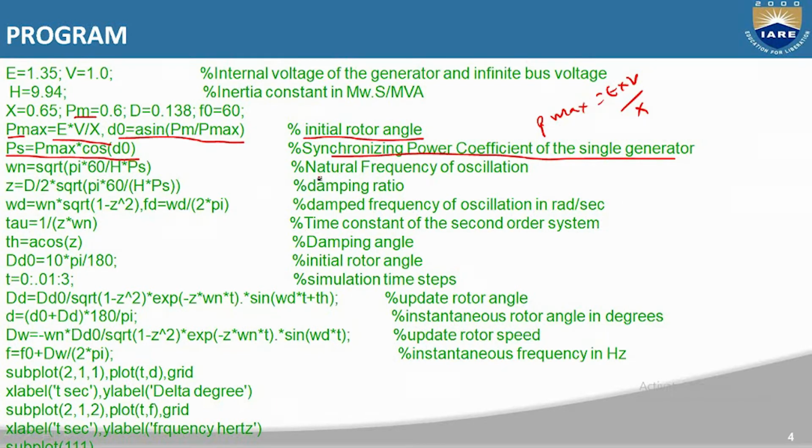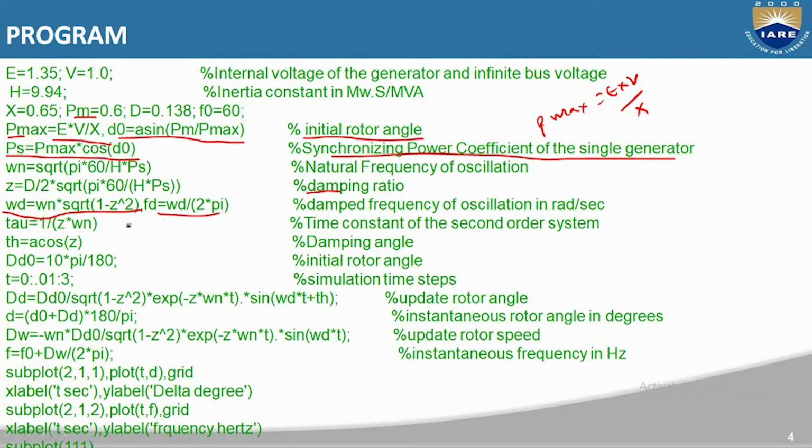After that, calculate the natural frequency of oscillations. That formula is Wn is equal to square root of pi 60 divided by H multiplied with PS. Pi value is 3.14. Next, calculate the Z, means damping ratio, D by 2 square root of pi 60 divided by H multiplied with PS. Next, damping frequency of oscillations, Wd.